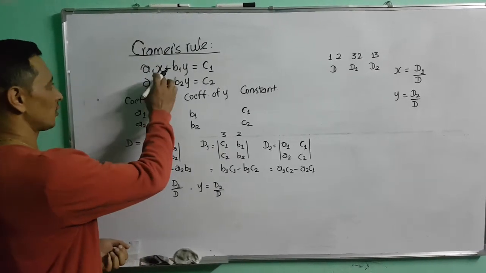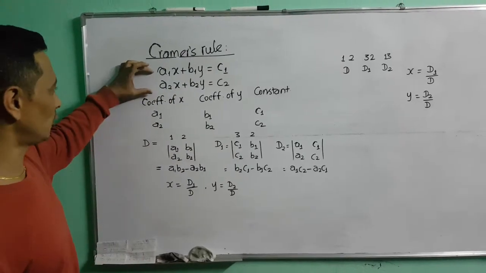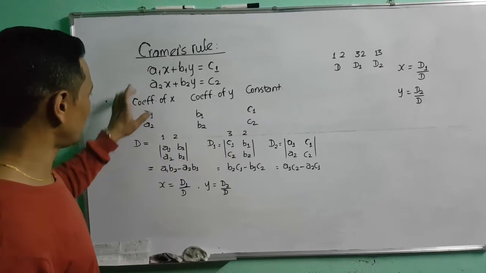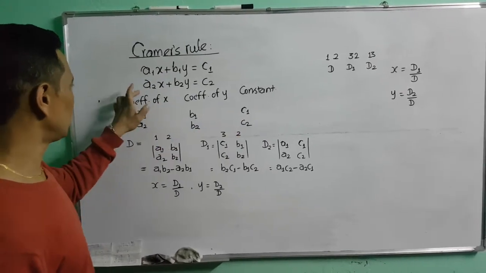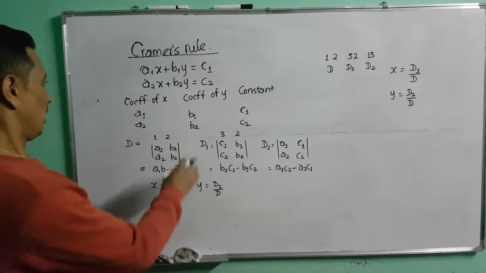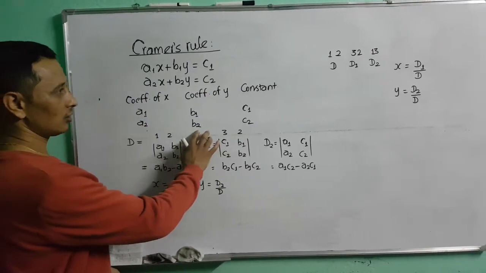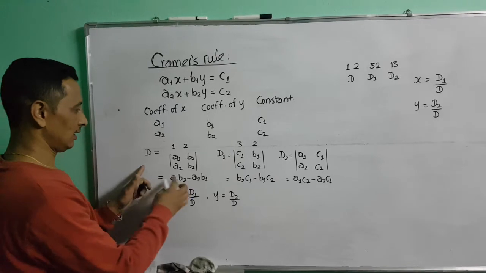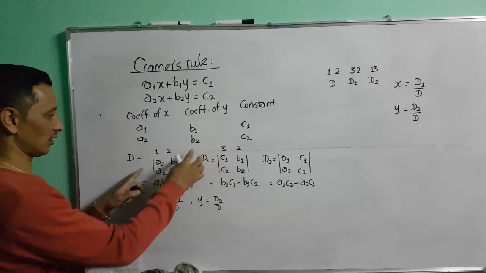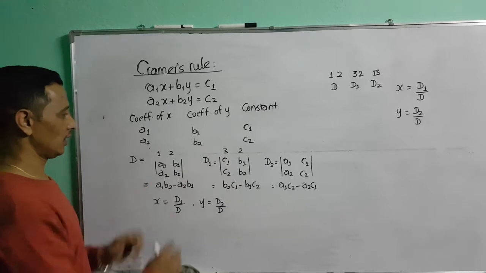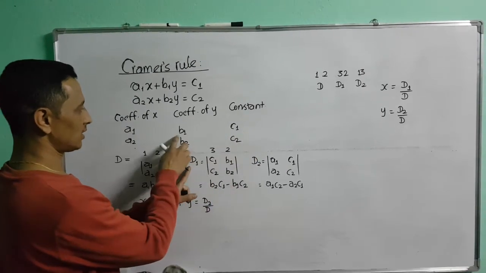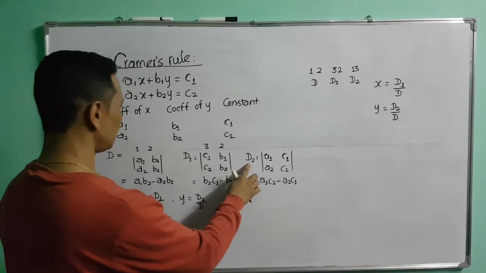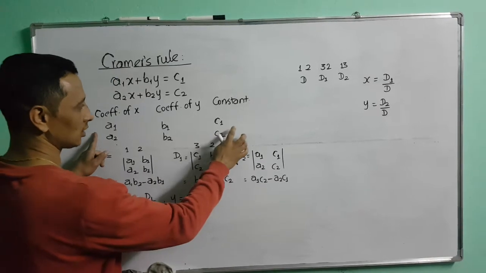To solve linear equations by this method, we write the coefficient of x, coefficient of y, and constant in three columns, like a1, b1, c1, a2, b2, c2. Here this is the first column, this is the second column, and this is the third column. D is the determinant of the first and second column, a1, b1, a2, b2. D1 is the determinant of the third and second column, that is c1, b1, c2, b2. And D2 is the determinant of the first and third column.